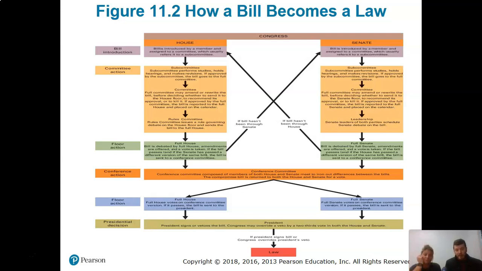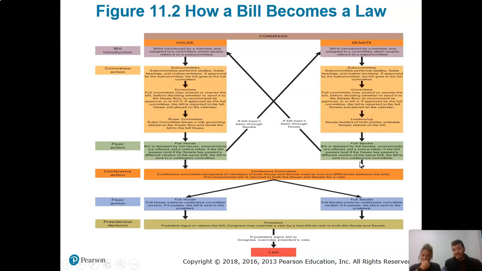After the Rules Committee, it goes to the full House, where they do the same thing. They debate, they revise if the Rules Committee says they can, and then they vote. Assuming it hasn't been to the Senate yet, then it goes to the Senate.